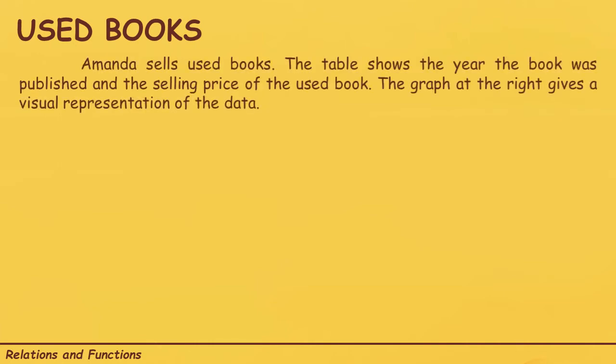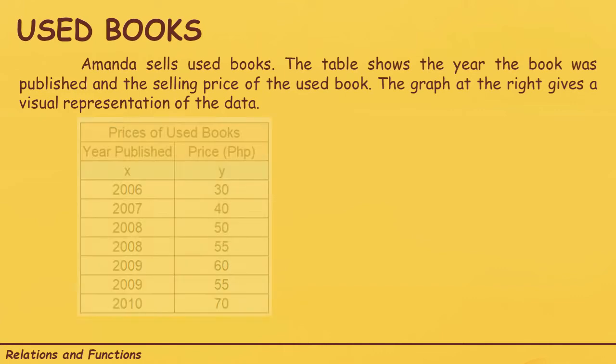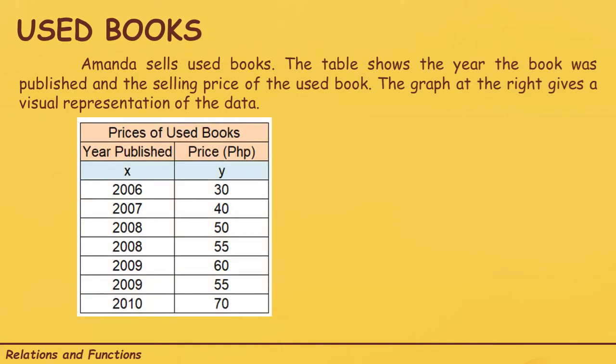Amanda sells used books. The table shows the year the book was published and the selling price of the used book. The graph at the right gives a visual representation of the data. So ito yung ating table form ng ating problem. We have prices of used books. Year published is represented by X. Price is represented in Y.